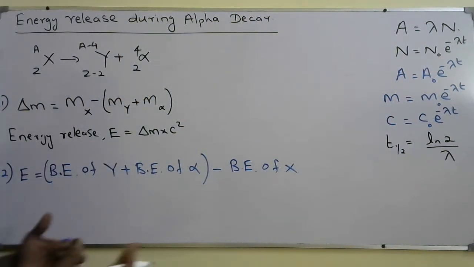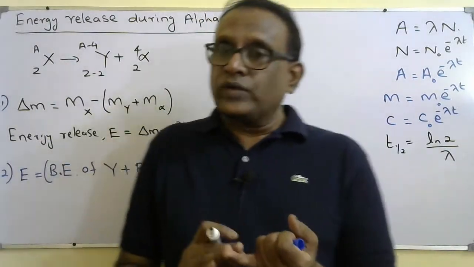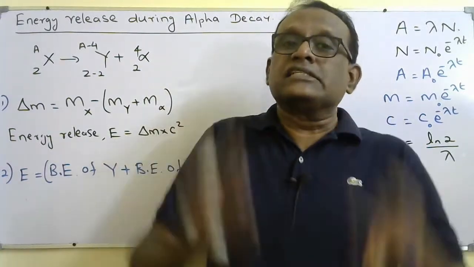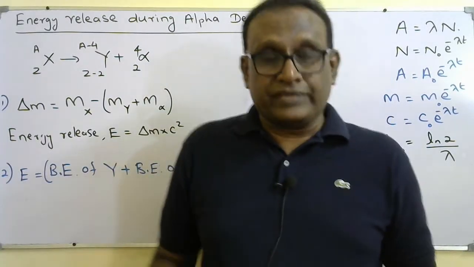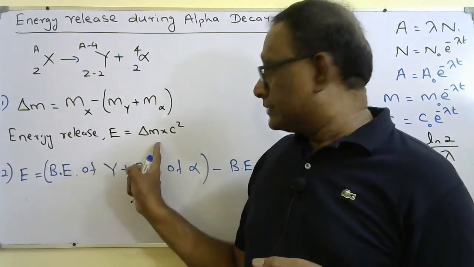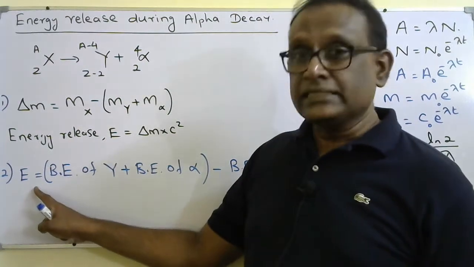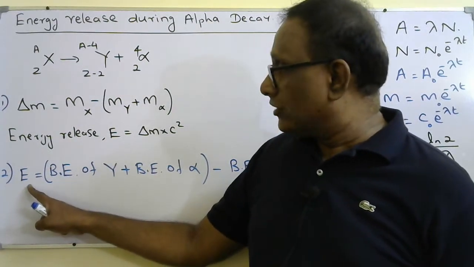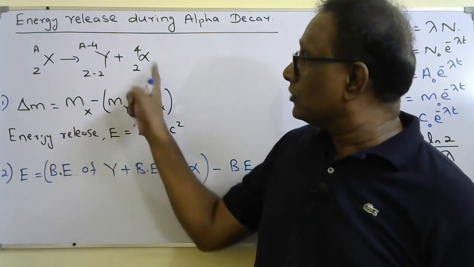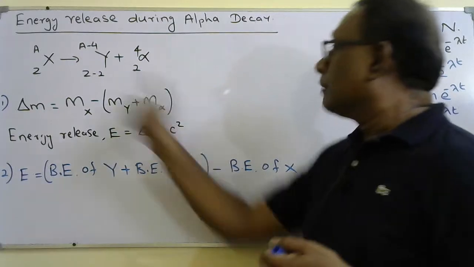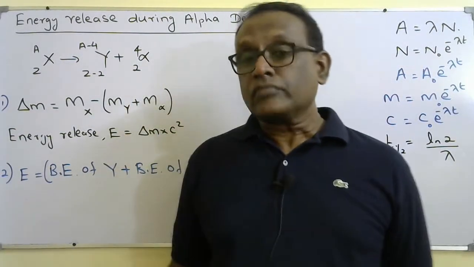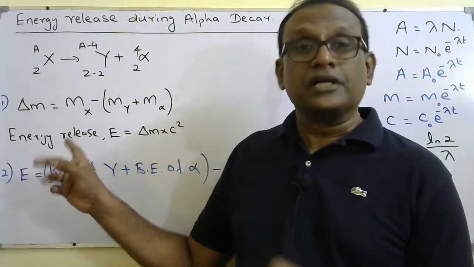So I told the two reasons for energy release. One is mass deficit. The second reason is change in configuration of the nucleons, but the effect due to change in configuration of the nucleons is not significant. So we find the energy release in terms of mass deficit, E equals delta m c squared. The second method is that energy release is equal to the sum of the binding energies of the daughter nucleus and alpha particle minus the binding energy of the parent nucleus. That gives the energy release during alpha decay.